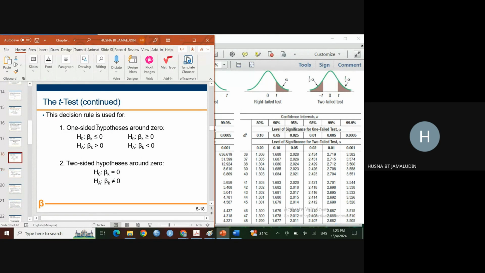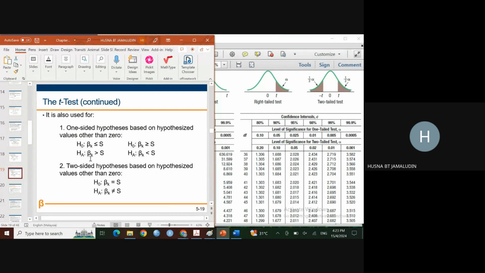Okay, so the first example is a one-sided hypothesis around zero. Normally we want to test whether the coefficient is bigger or smaller than zero, or not equal to zero. But sometimes you also want to test your coefficient against another value. Sometimes you want to see whether the coefficient is bigger than 5, bigger than a certain number, not necessarily 0. You can also test that using the t-test.